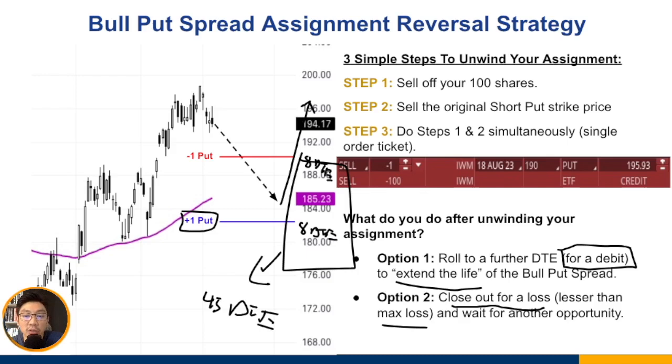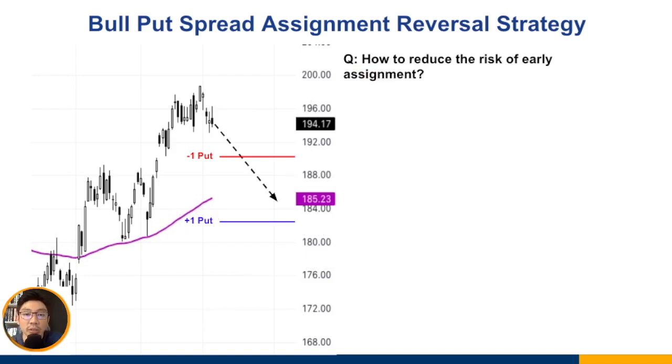So once you close out for a loss, just wait for another opportunity. Remember, you win some, you lose some. Over the long term, as long as you have the right mechanics, it's going to work out for you, okay? So the next question is how to actually prevent this whole mess in the first place, because it gets a little bit messy when you start to get assigned on your bull put spread. So rather than trying to cure it, we want prevention. That is why there's this saying, prevention is always better than cure, right?